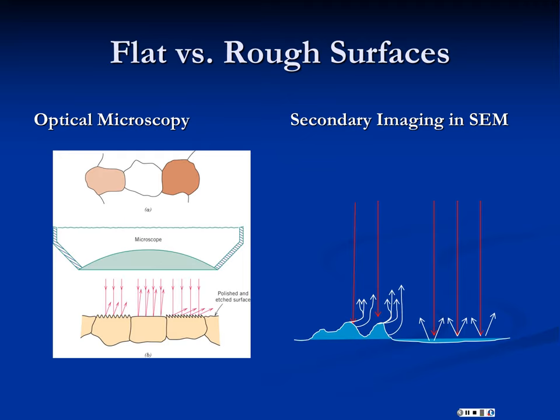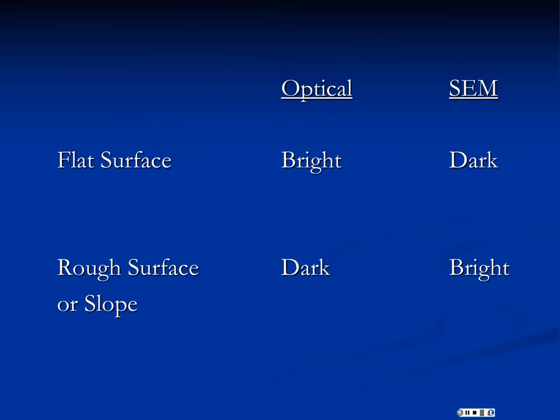So you have to watch out. Edges will produce signal, and so you're going to get brightness. Now, considering those ideas, remember in this summary, optically, flat surfaces are bright. In the SEM, they're dark. Rough surfaces are slopes. Optically, they're usually going to be darker. In an SEM, they're going to be bright. But remember, holes are still black because nothing gets out of a hole. So it's not a negative.